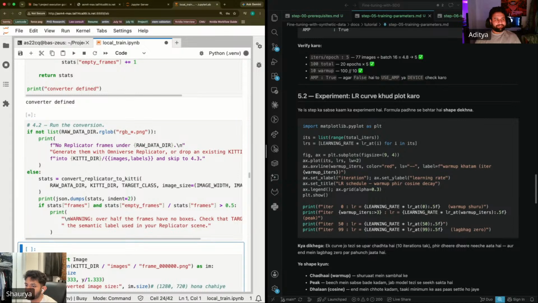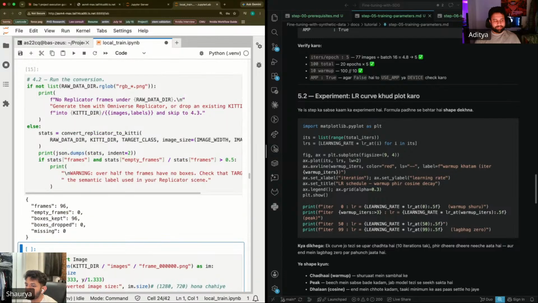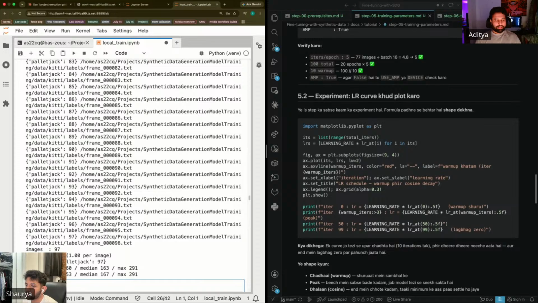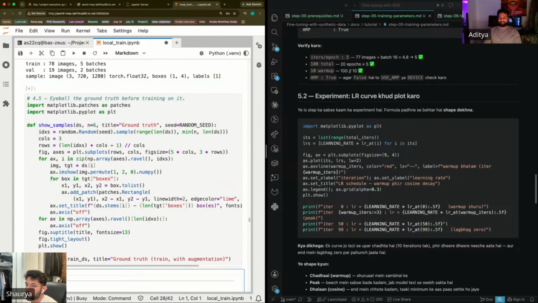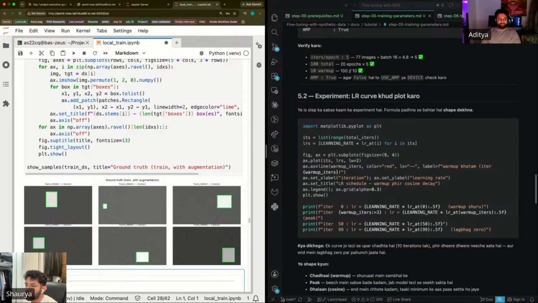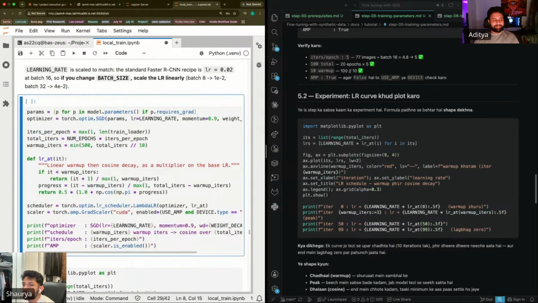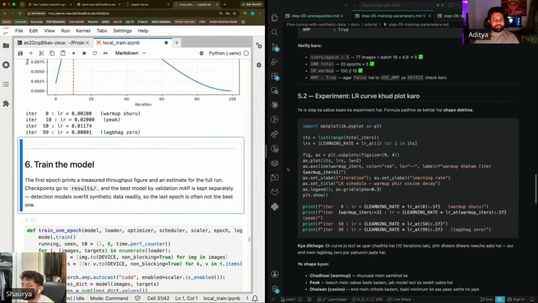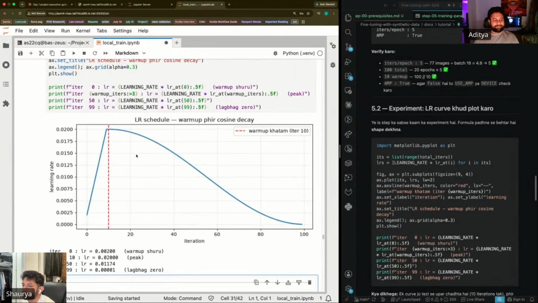Structured numpy, converter defined, raw data. Ground truth with augmentation. Nice. Graph is plotted.